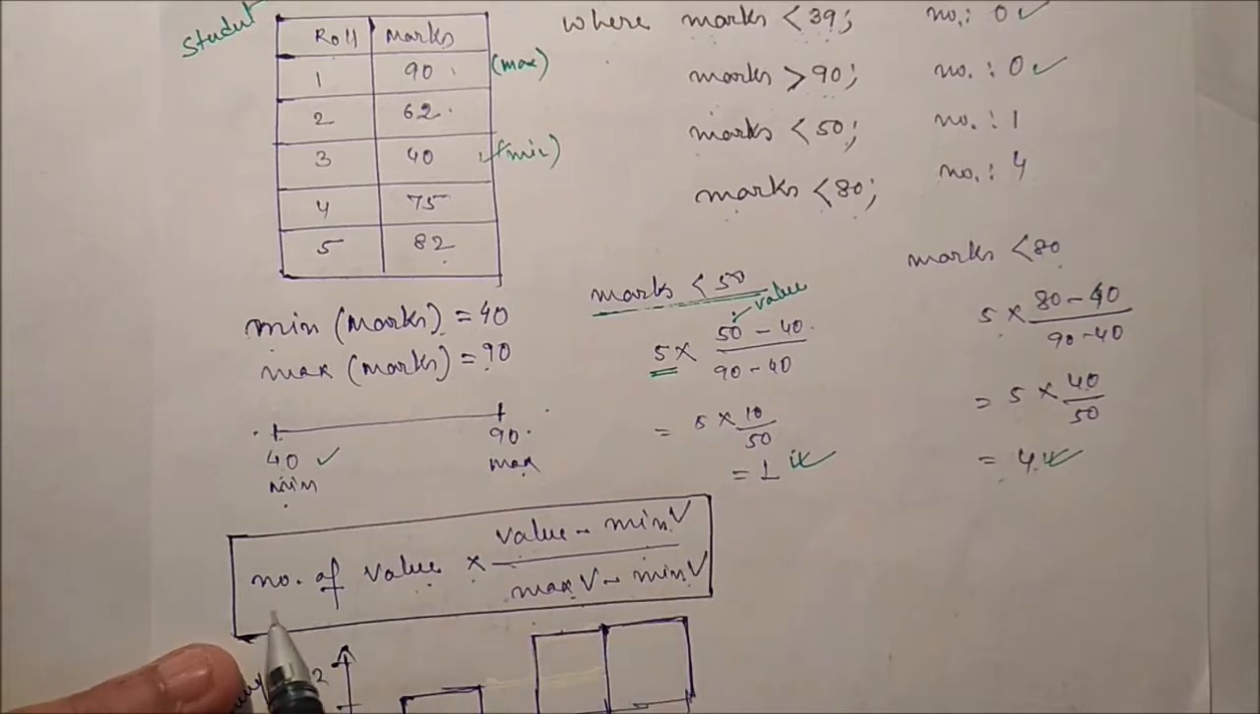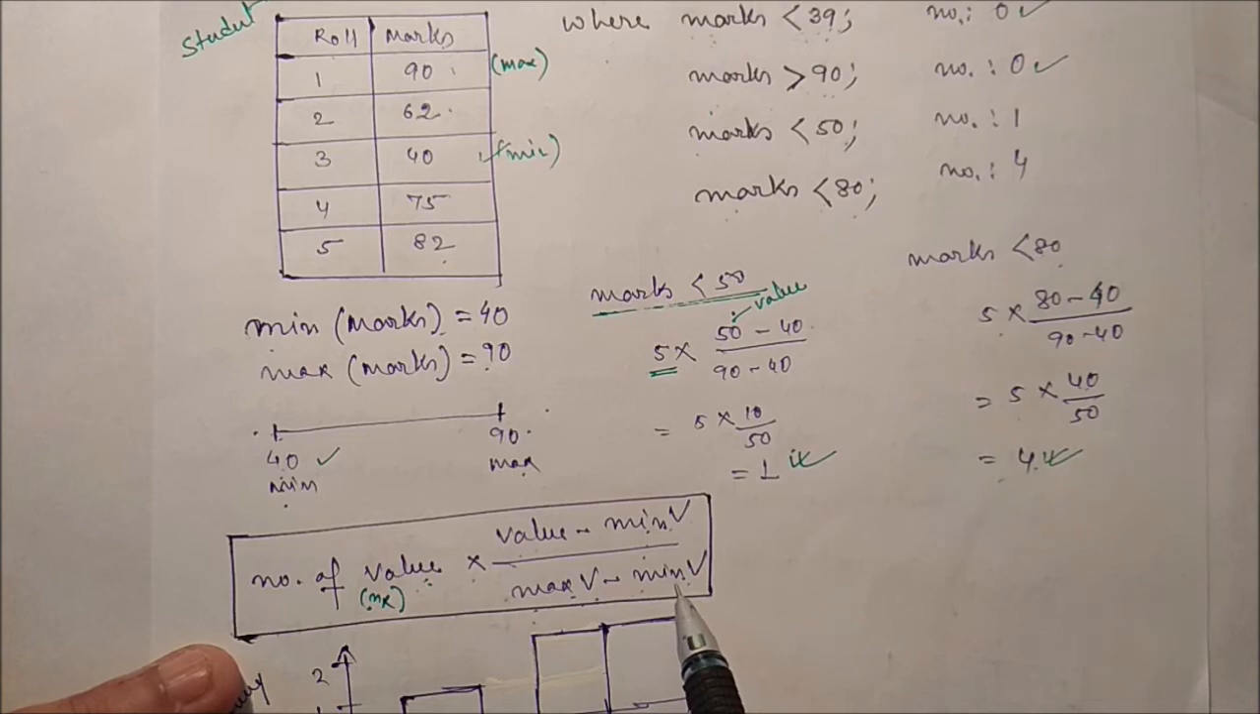The formula is what? The number of records, NR, times the value minus the minimum, divided by the maximum value minus the minimum value. Are you getting this one?